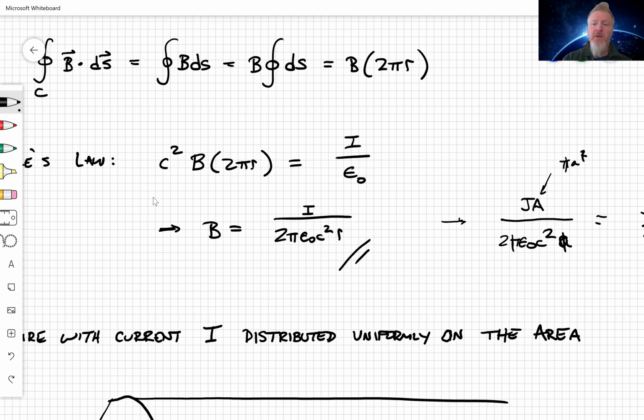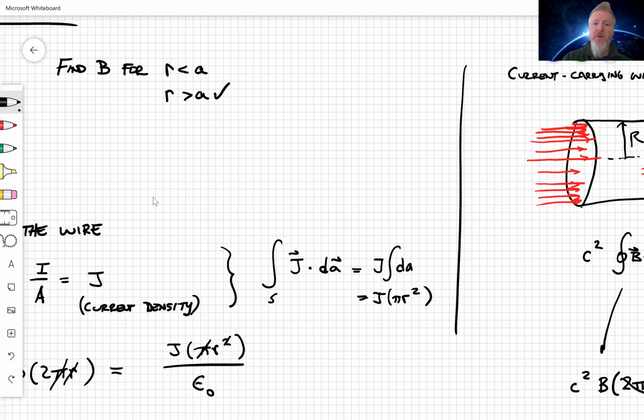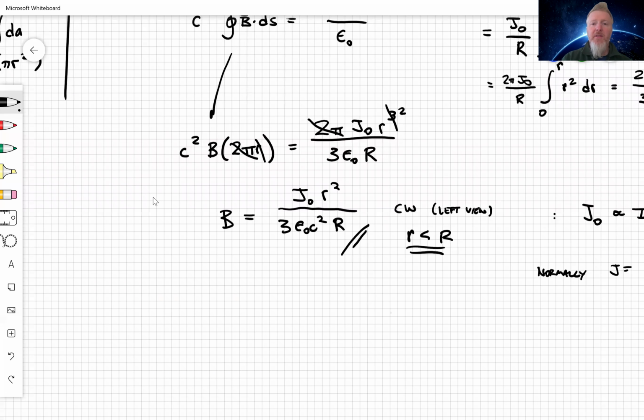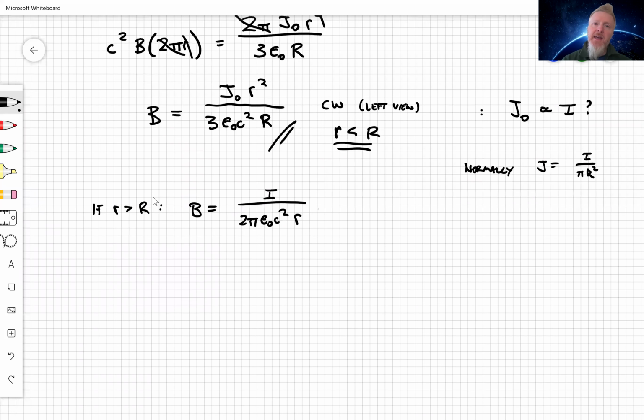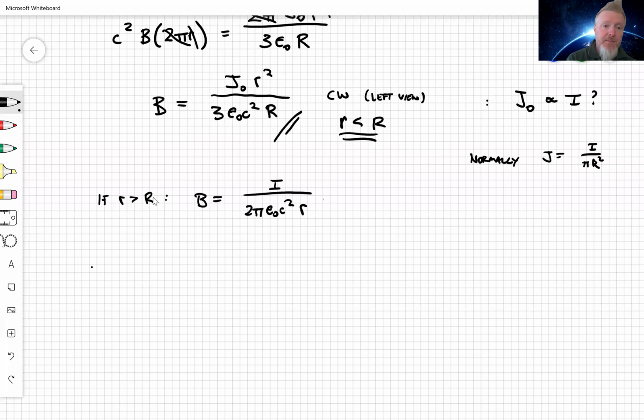I over 2 pi epsilon naught c squared r. So the field outside the wire should be the total I divided by 2 pi epsilon naught c squared little r. So when r equals capital R, we would like a continuous function here. So we need to make sure these two expressions match.